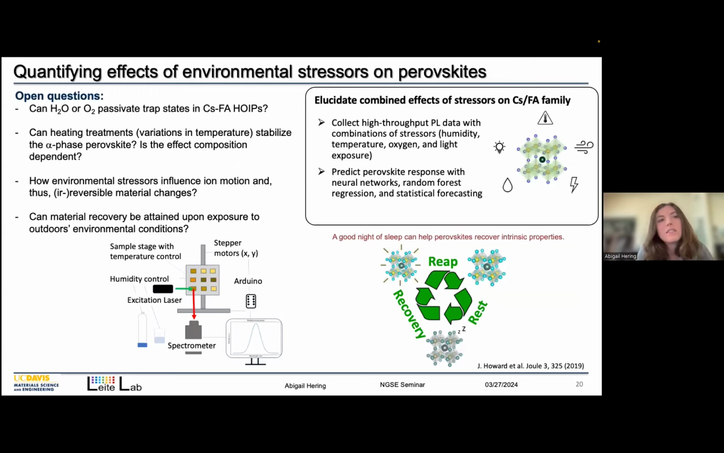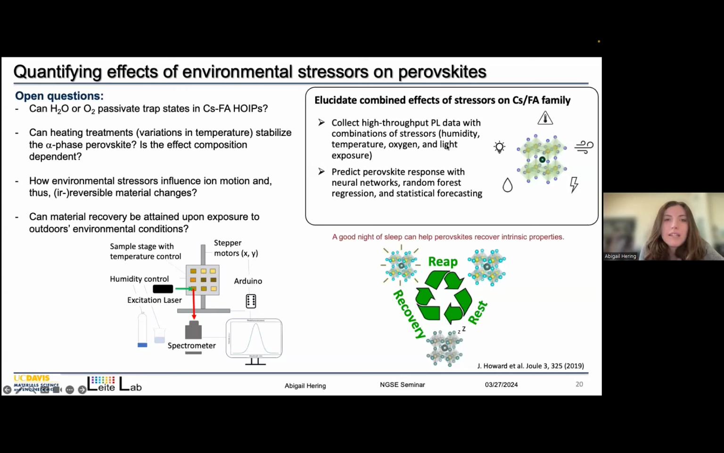So moving forward, this approach will be used to quantify the effects of environmental stressors on perovskites, and answer some open questions in the field, such as, are we passivating with trap states? Are we stabilizing an alpha photoactive phase? What changes are reversible or irreversible? And can the perovskite recover? So some previous papers have shown that if the perovskites rest in a dark and low humidity environment, they may be able to recover their properties.